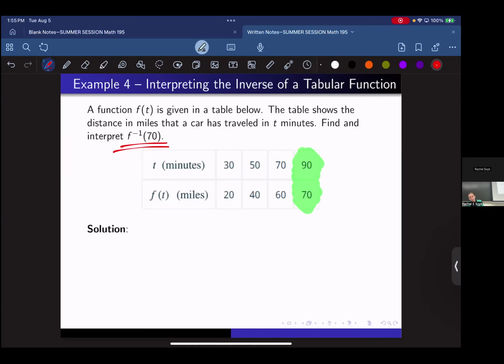And so our f inverse of 70 gives us what? Gives us 90. And so let's interpret this. What does this tell us? That when we travel 70 miles, how long is it going to take us? Yeah, exactly. 70 miles is traveled within a 90-minute time span.